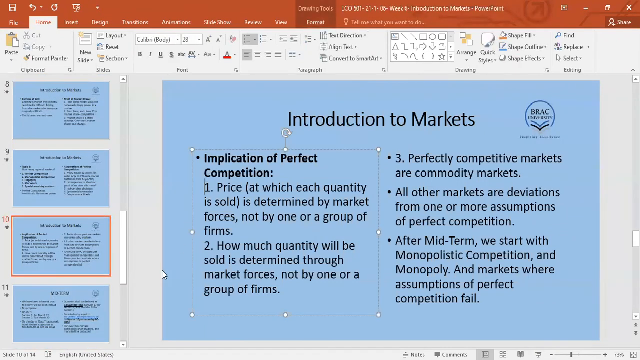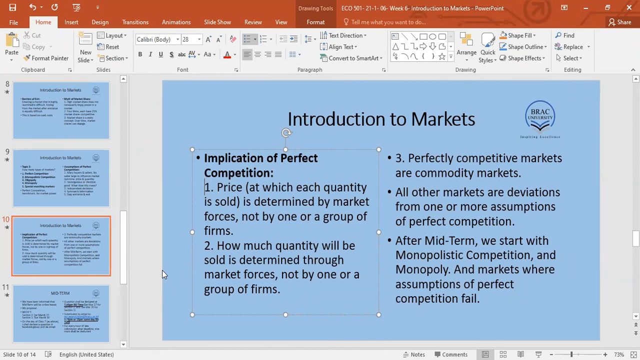What will happen? The price of the good will not be determined by a single producer, a single seller, or a group of sellers. It will be determined by all the sellers, in a fragmented situation. How many eggs will be sold tomorrow in Dhaka City, how many bananas will be sold in Dhaka City, is not determined by a single seller or a group of sellers. Yes, if more eggs are sold in Dhaka City tomorrow, the price of eggs will fall. If fewer eggs are sold, the price of eggs will rise. But can a single producer or a group of producers determine how many eggs or bananas will be sold in Dhaka City? No, sir. They can't.